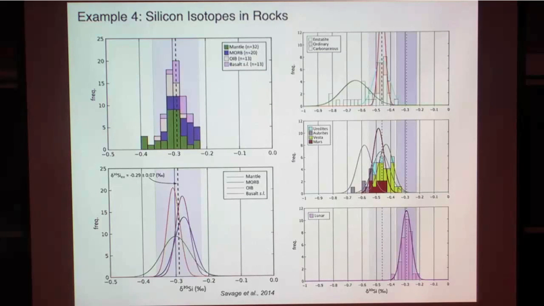But this was one of the first high-temperature applications of stable isotope geochemistry. One of the first times that we could say that even at 3,000 Kelvin, you still would have a fractionation of your stable isotopes.